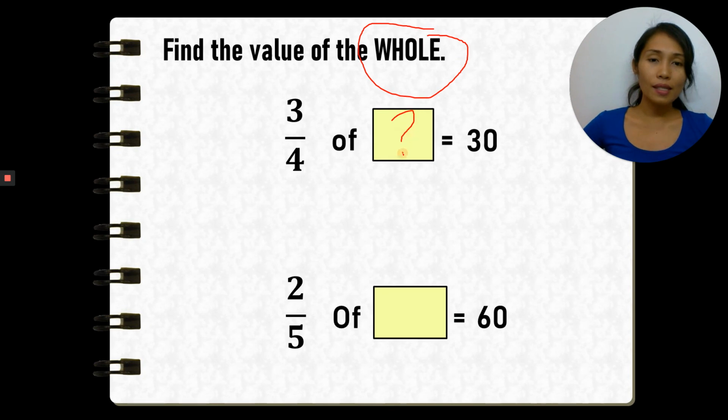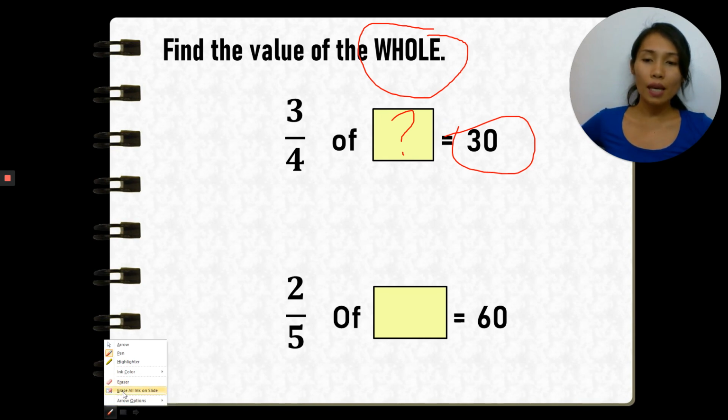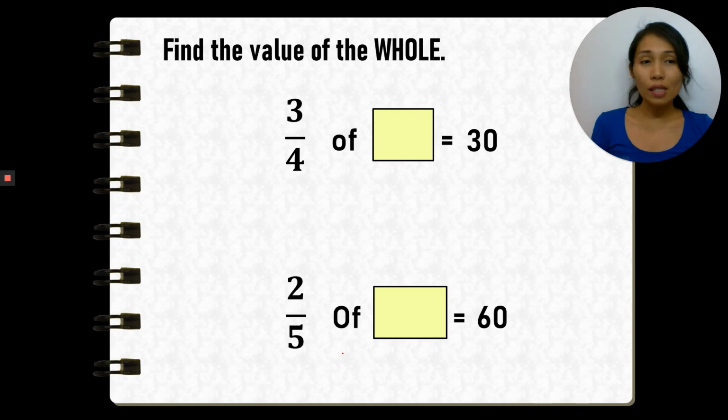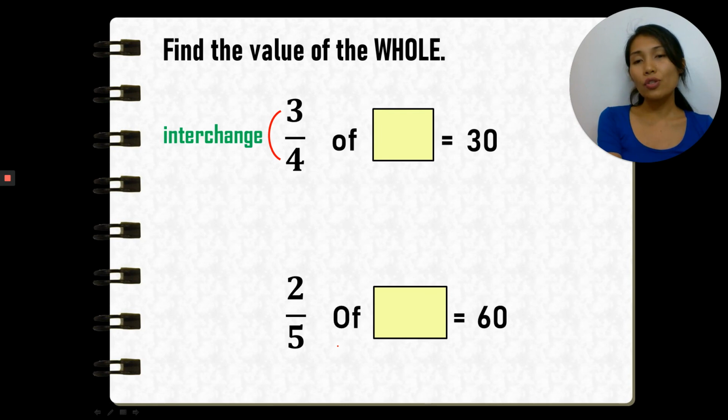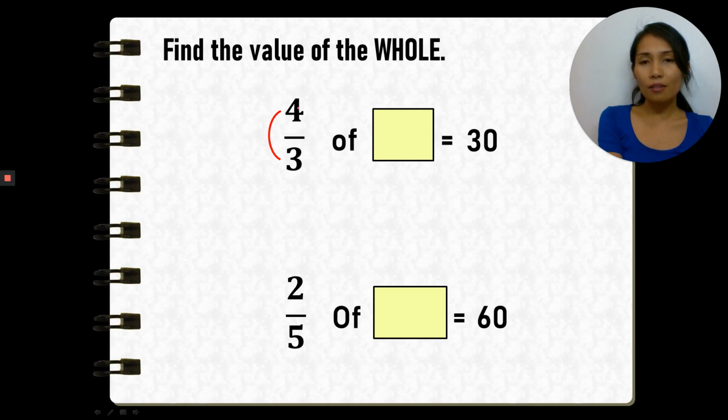Okay, this is the one missing, not this one. So how are we going to do that? Actually, the procedure is still the same, but there is just a little twist. To find the answer, you interchange the numerator and the denominator of the given fraction. So that means you put 3 below and 4 above, like this. We interchange. 4 becomes the numerator now and 3 becomes the denominator. And then proceed to the same step.